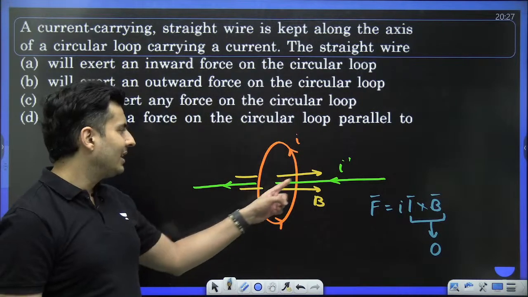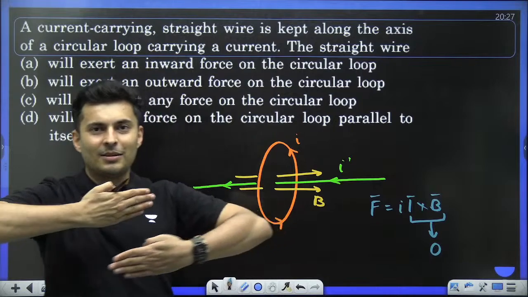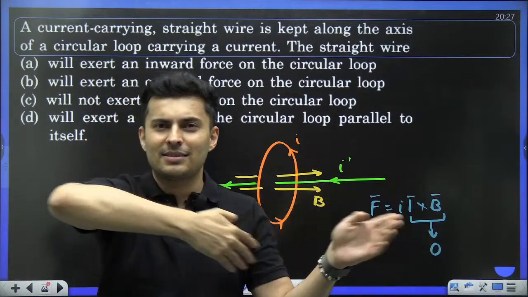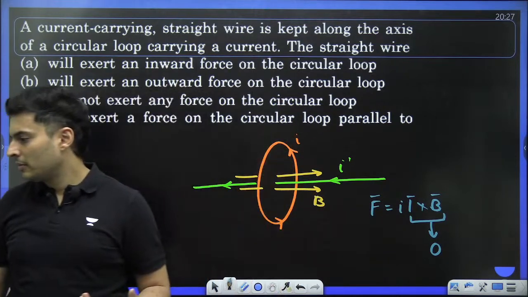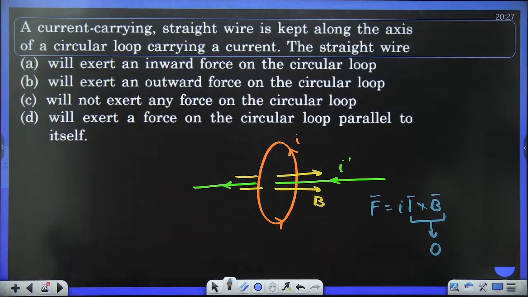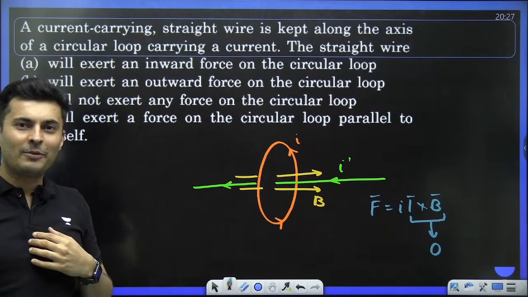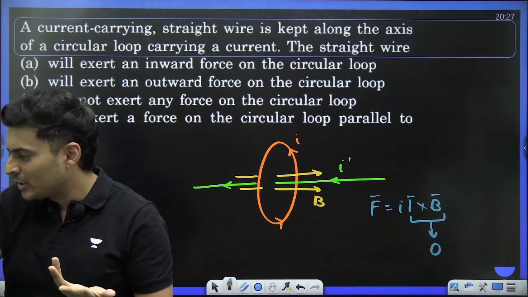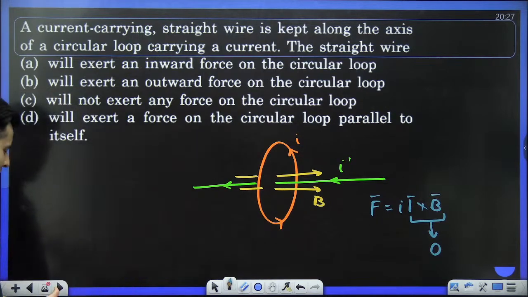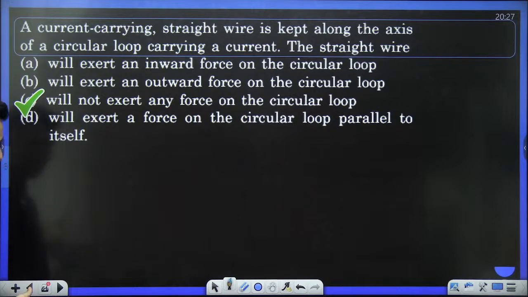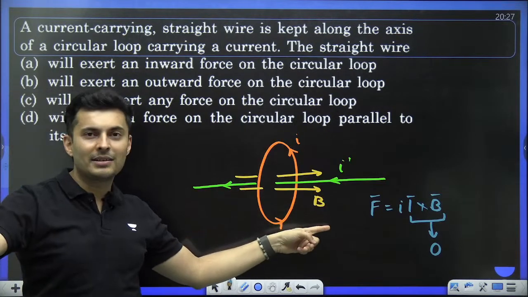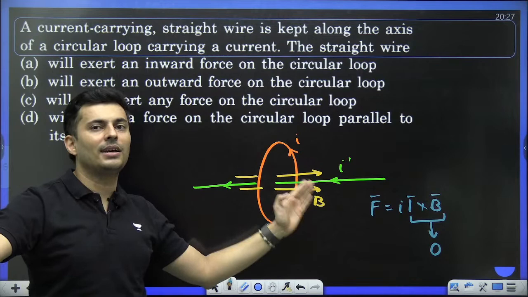You know why? Because length and magnetic field are in opposite directions or in the same direction, depending on how you take the current. So L cross B will be 0. Is that right? Everybody with me? So basically how much will be the force? No force. So option will be C. There will be no force on that loop. So the loop will not exert force, nor will this exert any force.